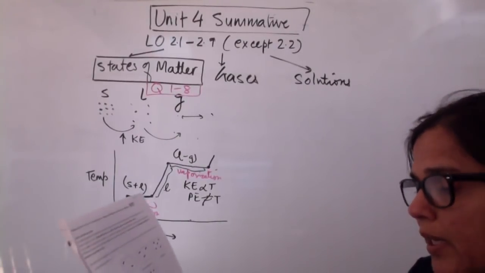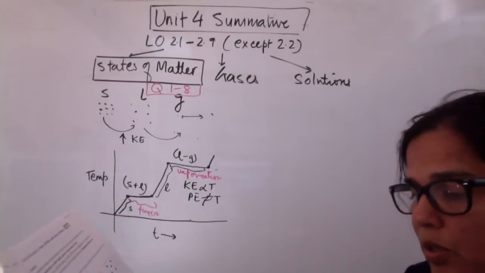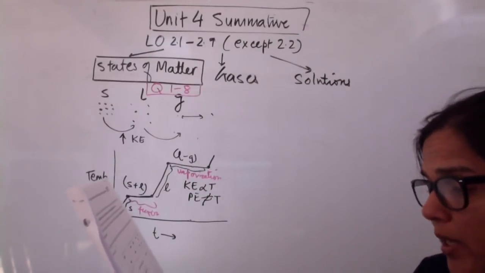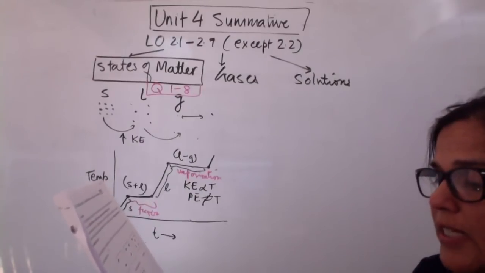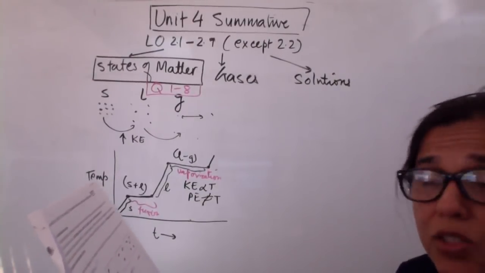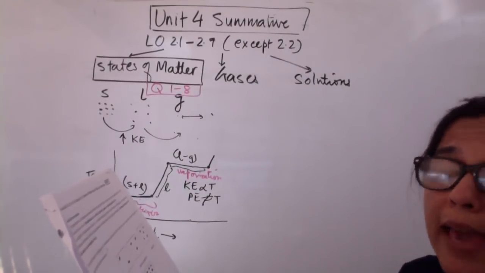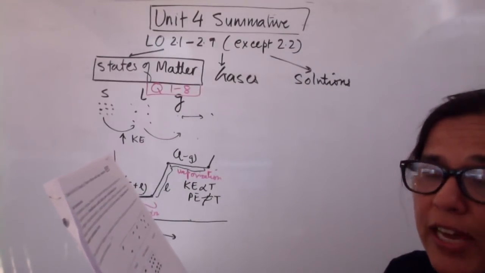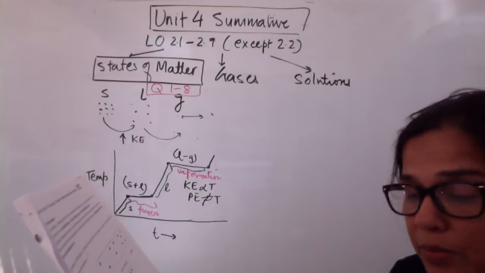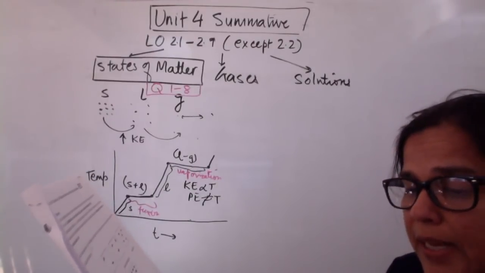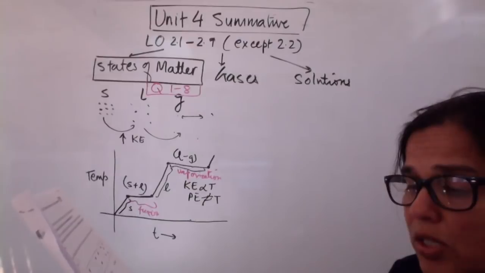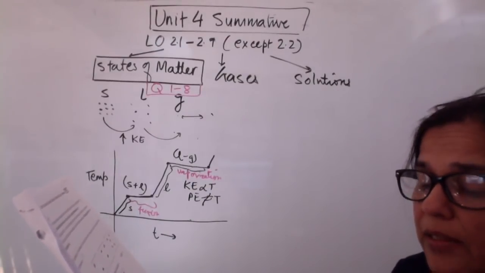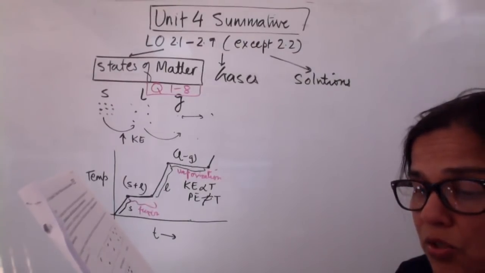Which of the following is not true? A: When water vapor at 100 degrees condenses to liquid, the phase change releases a large amount of heat. That is true, because from gas to liquid, particles are coming closer, right? So the extra energy has to be released. B says liquid water at 100 degrees causes more severe burn than water vapor at 100 degrees. That is not true.